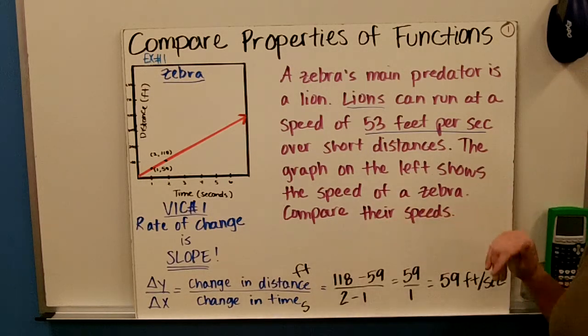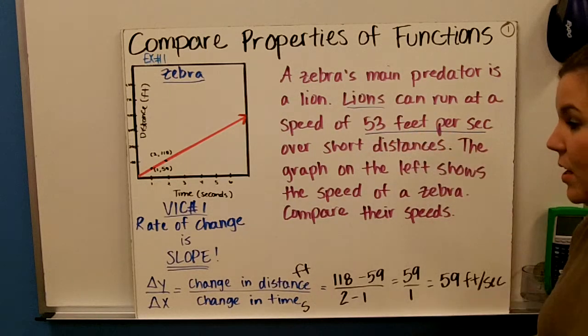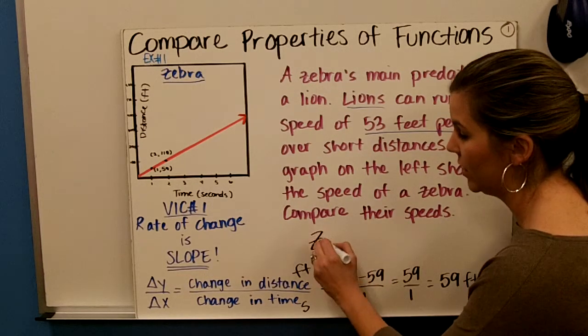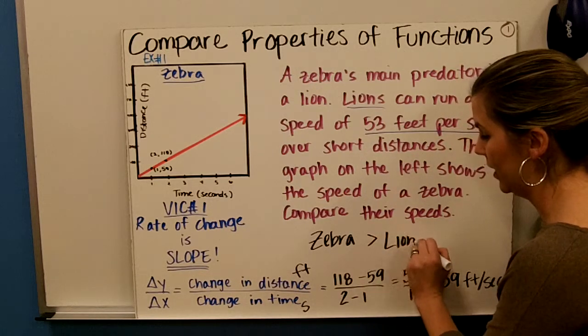Now it says compare their speeds. Well, the lion can run at a speed of 53 feet per second. So a zebra is faster. The zebra's rate of change, remember its slope, is greater than the lion's.